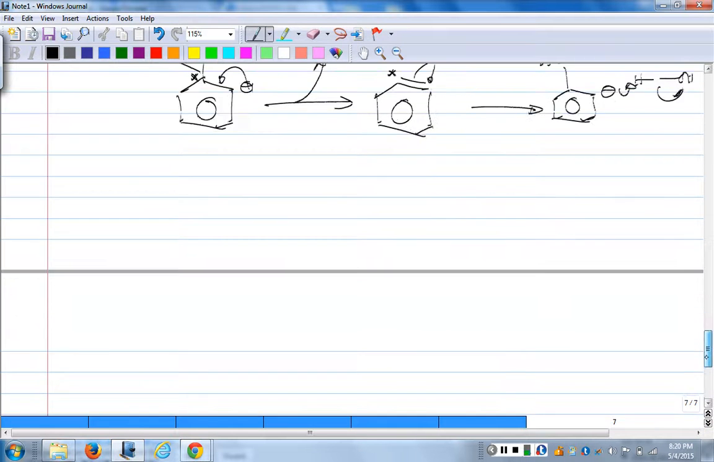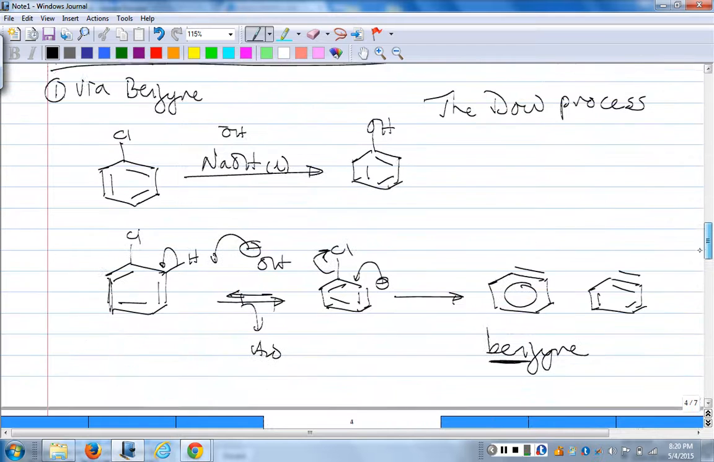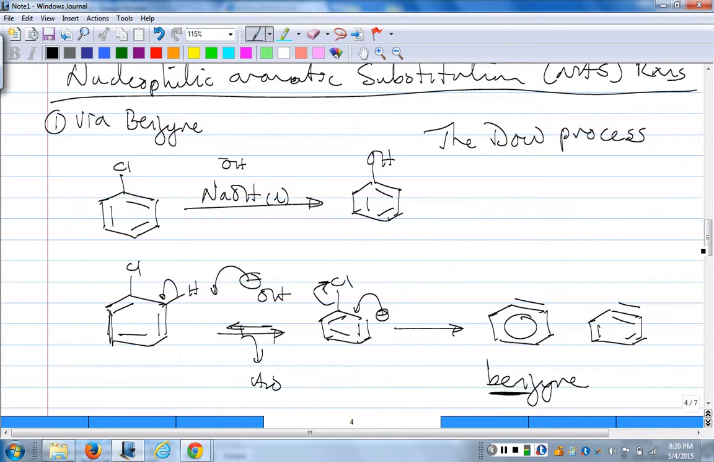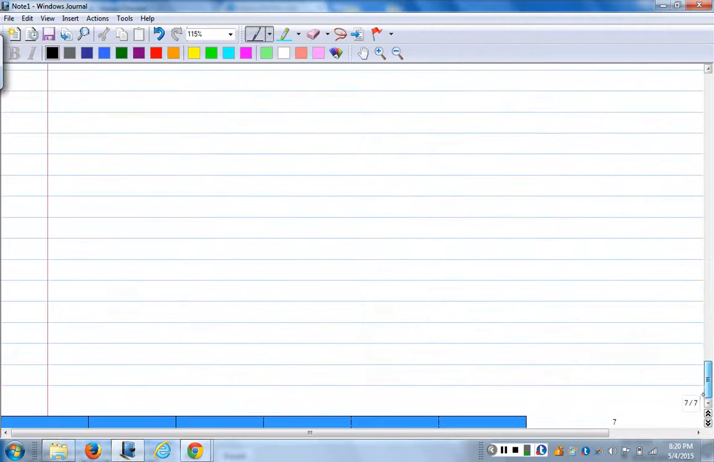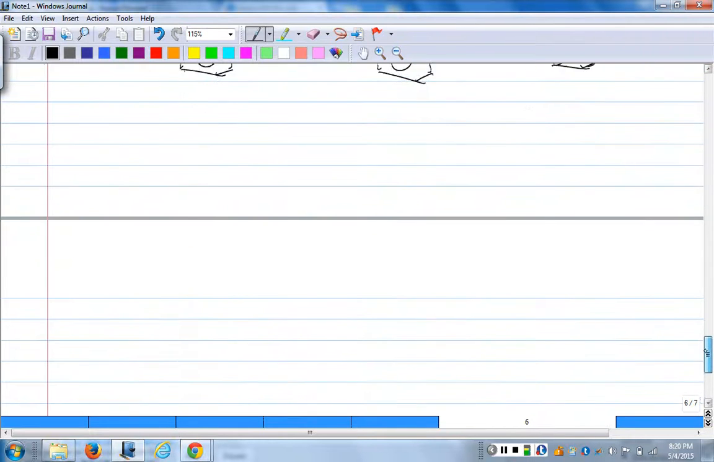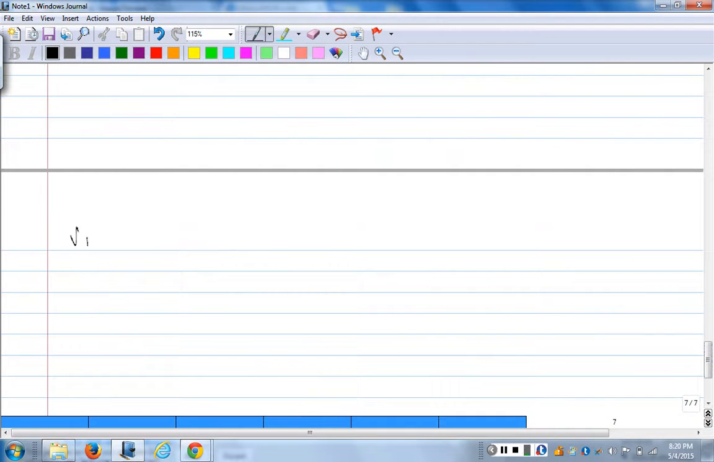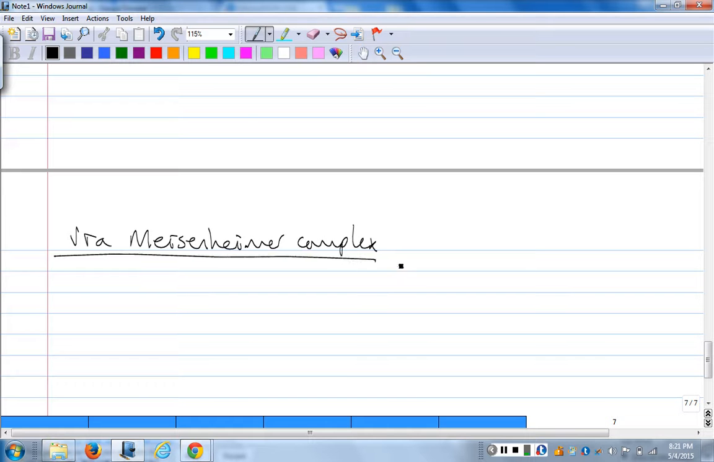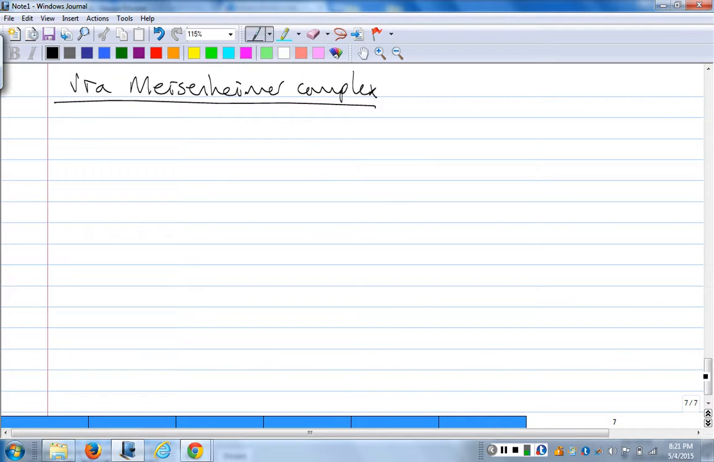Turns out there's another way that we can do nucleophilic aromatic substitution. And again, by the way, I didn't say it plainly, but that's what we did. We had a nucleophile, OH minus, substitute on the aromatic ring. So this is nucleophilic aromatic substitution, NAS, but this one goes via benzyne. There is another type of nucleophilic aromatic substitution which occurs via the Meisenheimer complex. And the way that reaction occurs is a little bit different.